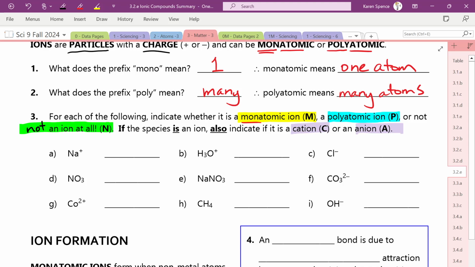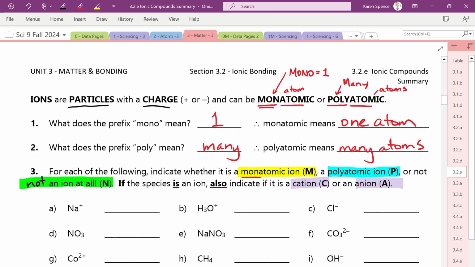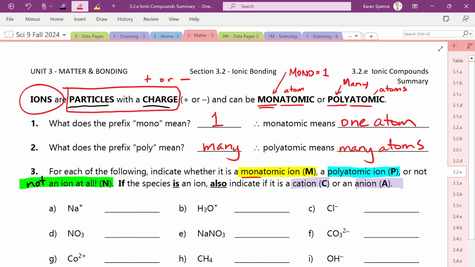One of these is not an ion, which one is not? That would be an ion. Yes, how do you know? That's okay, I'm going to go over it for everyone. Just in case you're wondering, how do I know if it's an ion? Ions are particles that have a charge. So it needs to have a plus or a minus in order to be an ion. If there's no plus or minus, it is not an ion.